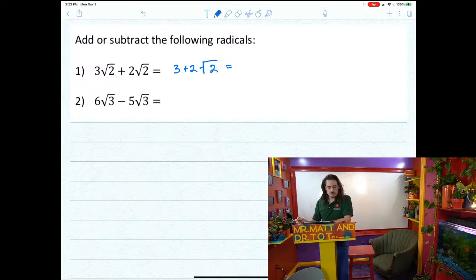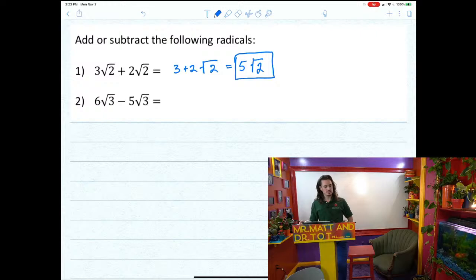Number 2, we have 6 root 3 minus 5 root 3. So we still have common radicands. Both of them are root 3. So we subtract the coefficients, 6 minus 5. 6 minus 5 is 1, so we have 1 root 3. But in math, we usually won't write the 1 as a coefficient. So our answer here is just going to be the square root of 3.